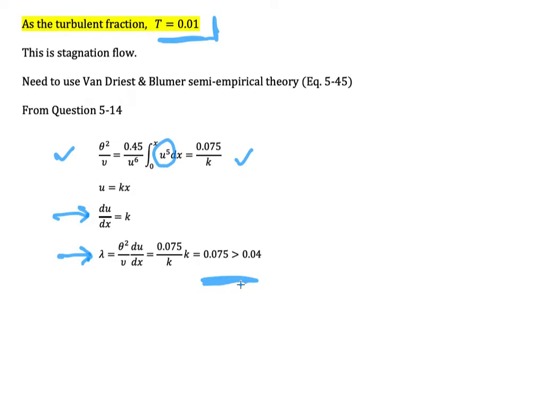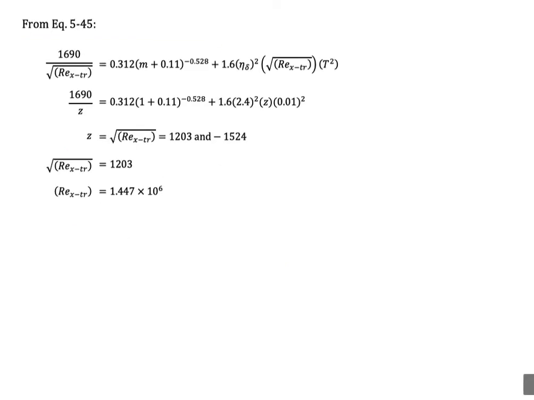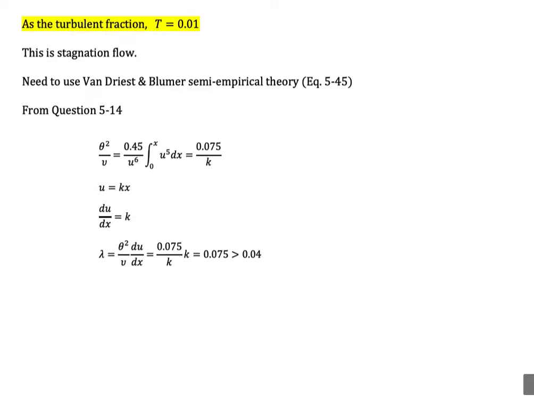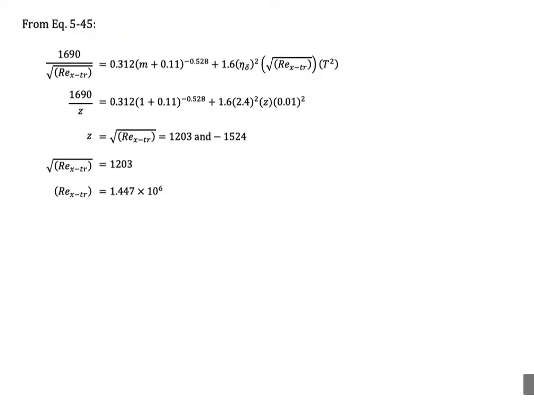We then calculate the value of lambda, which is equal to 0.075, meaning lambda is greater than 0.04. It is important to know this because the Blumer equation can be used only if the value of lambda is greater than 0.04. So this is the equation. The most important thing is we substitute the value of t there, so the value of t is 0.01, and then we could calculate.